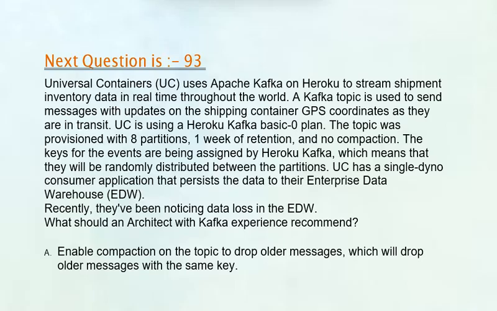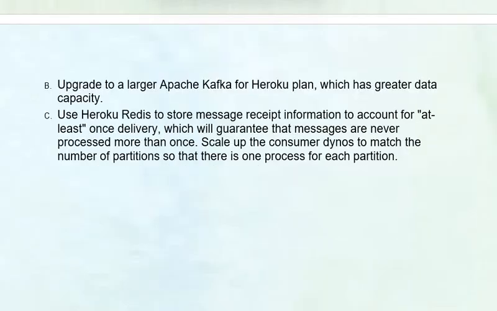Option A, enable compaction on the topic to drop older messages, which will drop older messages with the same key. Option B, upgrade to a larger Apache Kafka for Heroku plan, which has greater data capacity. Option C, use Heroku Redis to store message receipt information to account for at least once delivery, which will guarantee that messages are never processed more than once. Option D, scale up the consumer dynos to match the number of partitions so that there is one process for each partition.